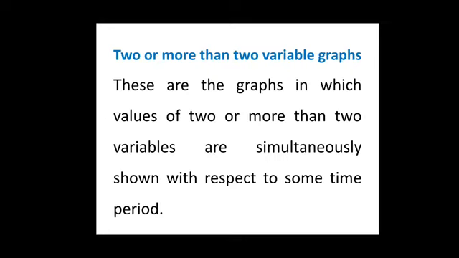Rather, we get confused among different lines which will cut each other. So, we should represent 5, 6 or less than 6 variables on a single graph paper, not more than 5 or 6 variables.